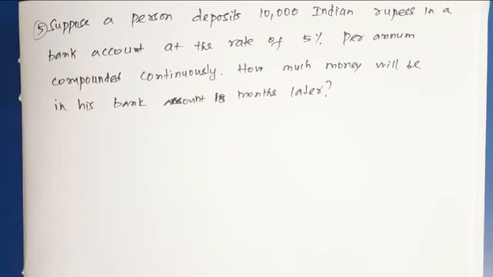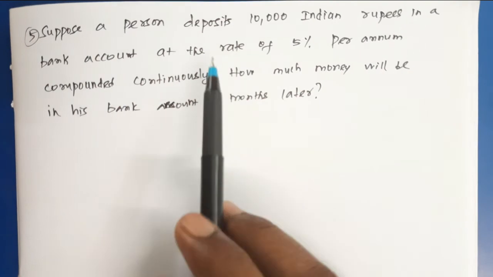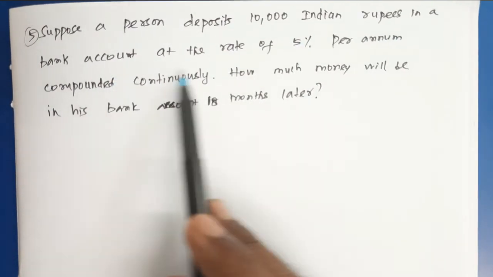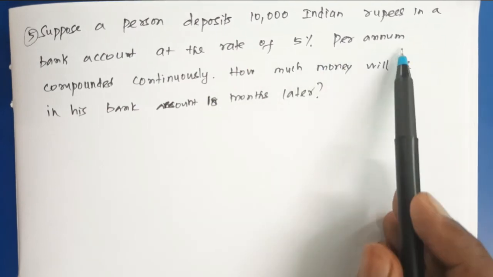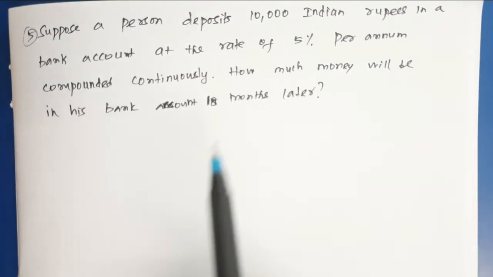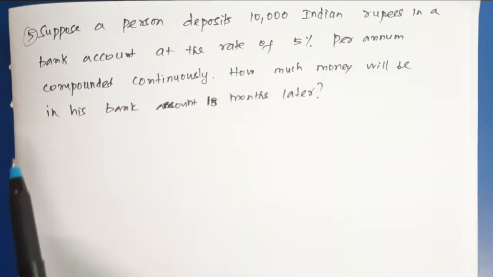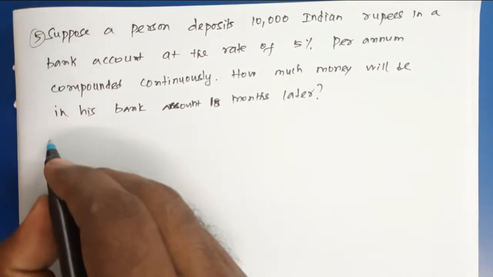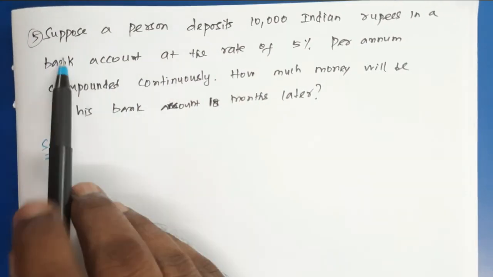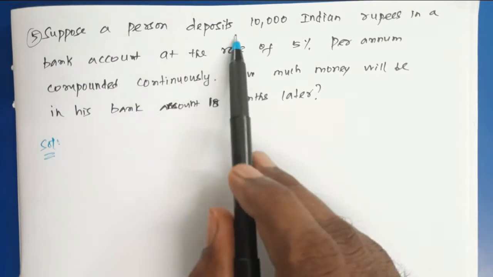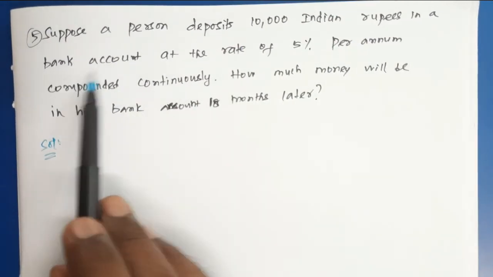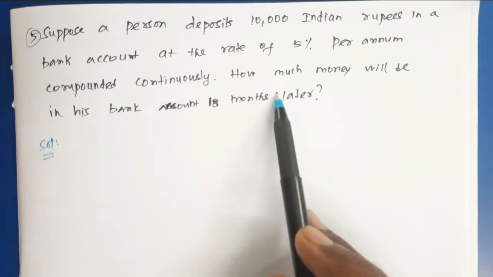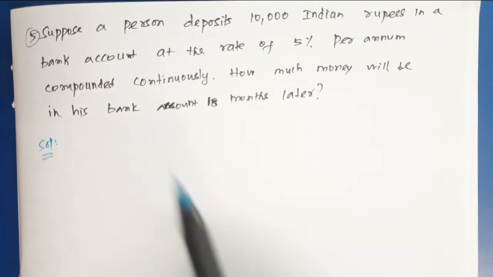Next sum: suppose a person deposits 10,000 Indian rupees in a bank account at the rate of 5% per annum, compounded continuously. How much money will be in his bank account 18 months later? Once again, the solution for the sum.